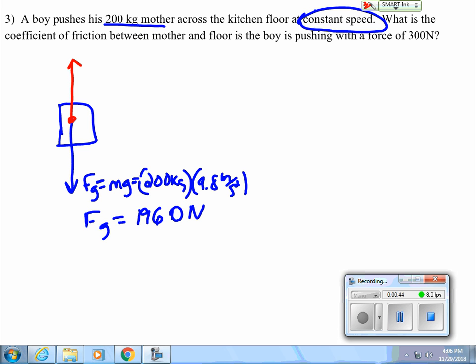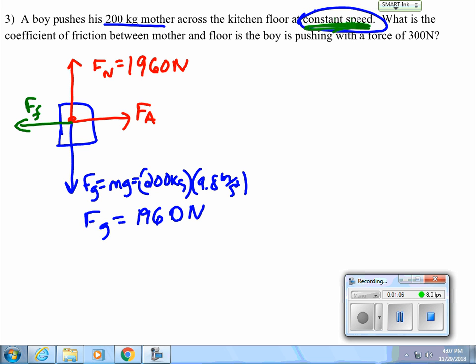All right, my force normal backwards is the same thing as gravity, 1,960 newtons. Now I have to figure out what's my force applied. And whenever you have force applied, you also have a force of friction working in the opposite direction. And because of the word constant speed, when I add up my forces in the x direction, that's going to be 0.